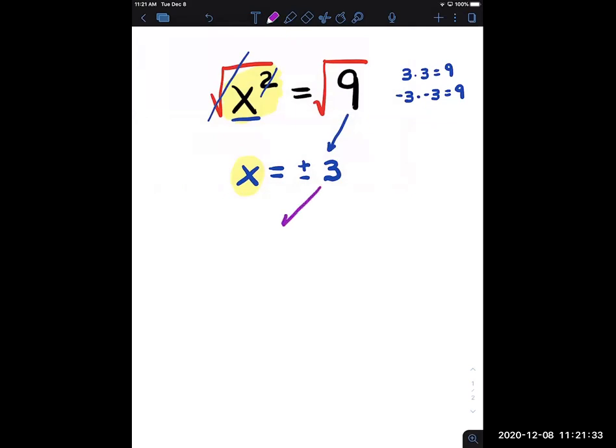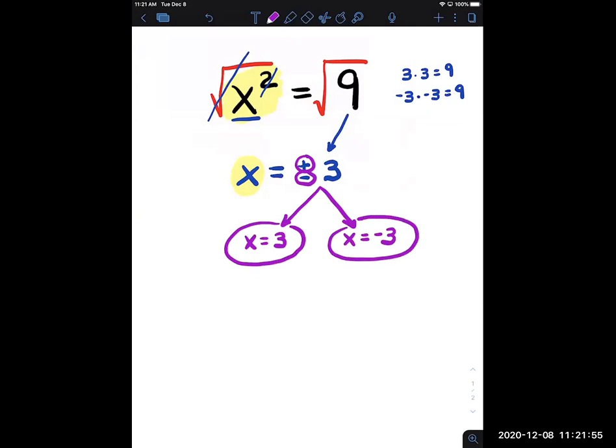So we have one answer that can be x equals a positive 3. Right, we can use the plus sign and get a positive 3. The other answer could be a negative 3. So x equals negative 3. There's no need to approximate them since they just equal regular numbers. So we have our two answers here.